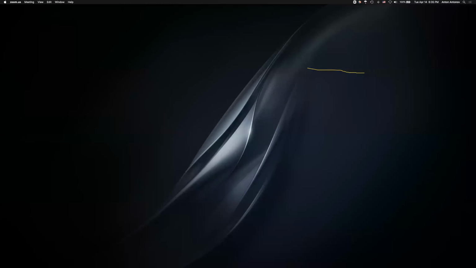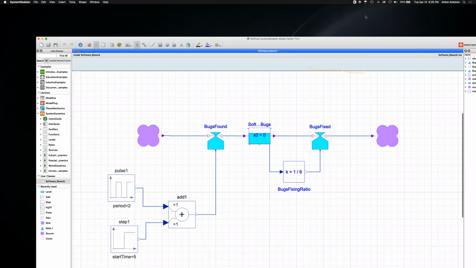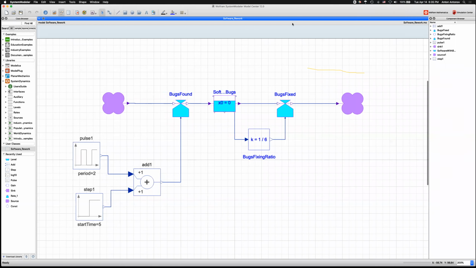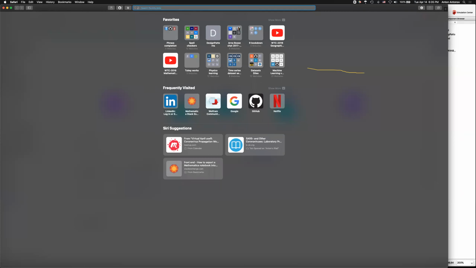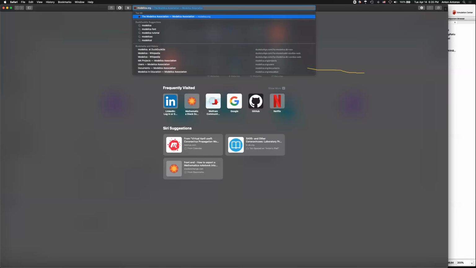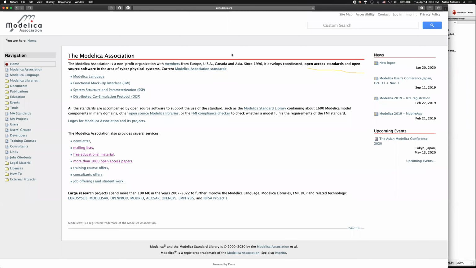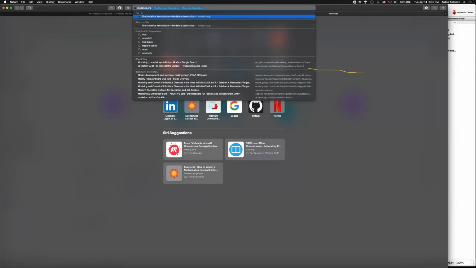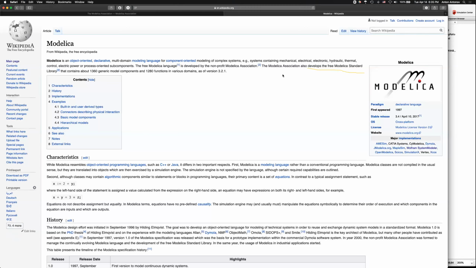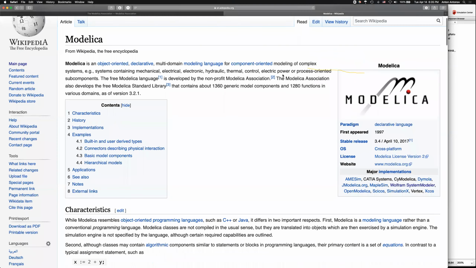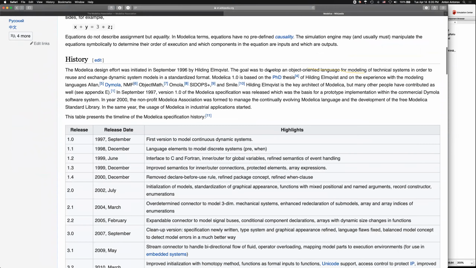I'm going to switch to another screen where I can do my demonstration with a tool called System Modeler. System Modeler uses a language called Modelica. Modelica is an open source object-oriented language. Wikipedia should have an entry. It's very convenient to specify systems of differential equations.